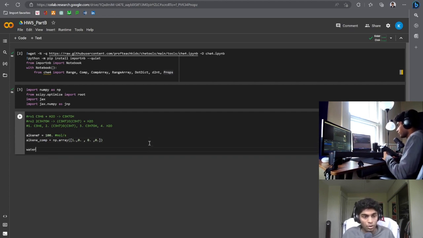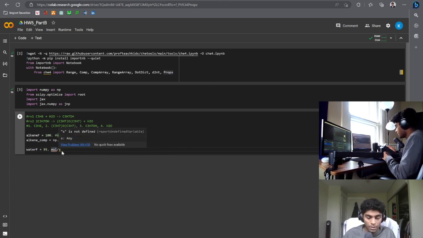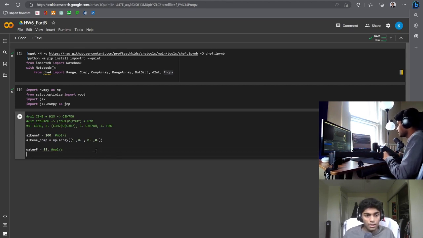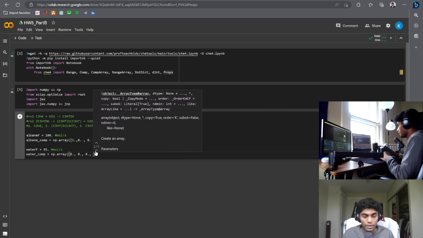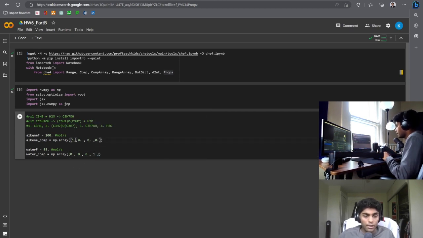So now we could also do our water feed, which is going to be 95 moles per second. Forget the hashtag. And the water composition looked like 0, 0, 0, and 1. And again, making sure to follow our order for each of our components. Make sure it is the same in the array and everything we do later on.